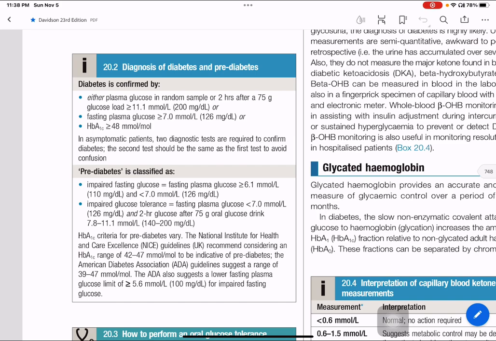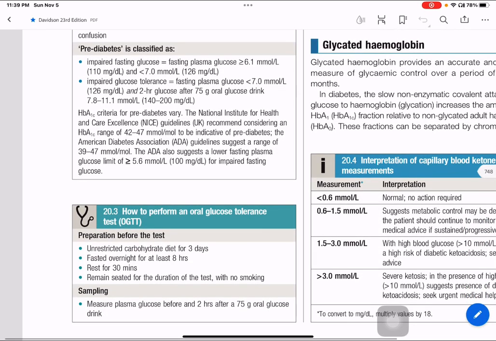So in case of hemoglobin A1C, we can tell that hemoglobin A1C from 40 to 47 millimole per mole is indicative of pre-diabetes. That is, hemoglobin A1C greater than or equal to 5.6 but less than or equal to 6.4, then we can call it a pre-diabetic condition. So this is the diagnosis of diabetes.